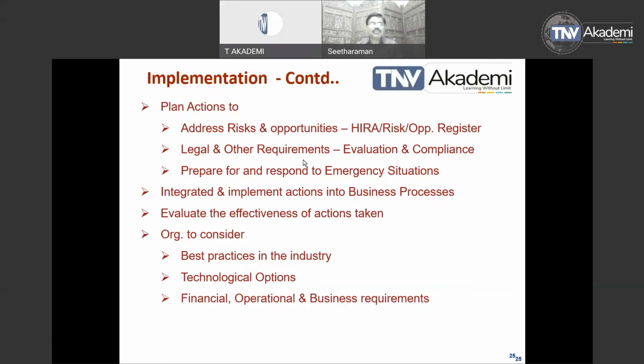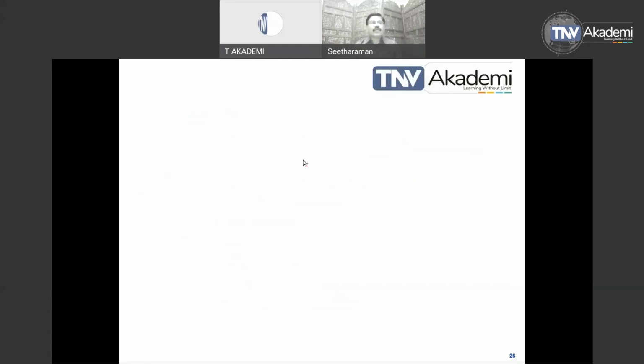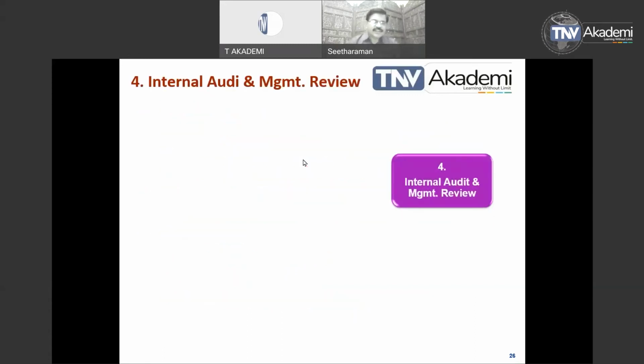The organization should consider best practices in the industry. When there is a similar industry, we should look at benchmarking: what is the best industry in that particular field, and then try to achieve those kinds of safety standards. Then technological options: if there is better equipment which is going to prevent accidents, which has inbuilt safety mechanisms, we should think of that. Then financial, operational and business requirements: based on the finances available with the company and the operational and business requirements, that has to be considered.